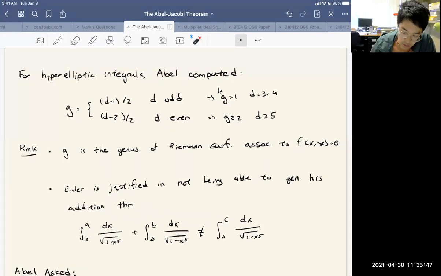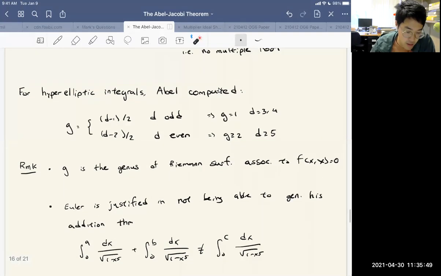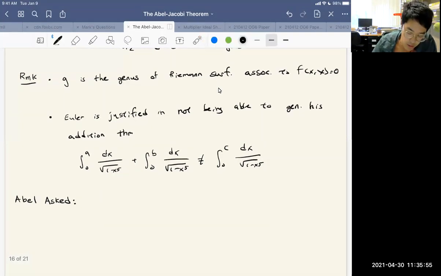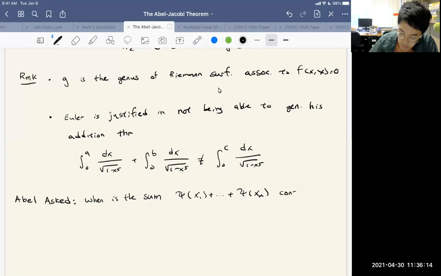Okay, so Abel came up with this addition theorem, and he asked the following question, and this question is going to be the one that leads to the Abel-Jacobi theorem. So he asked, when is the sum psi of x1 plus ... plus psi of x alpha constant?